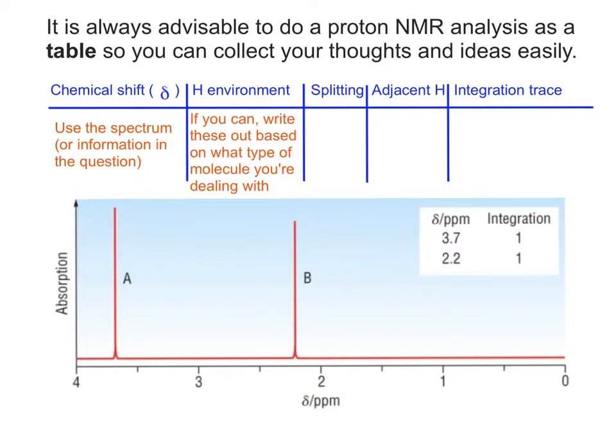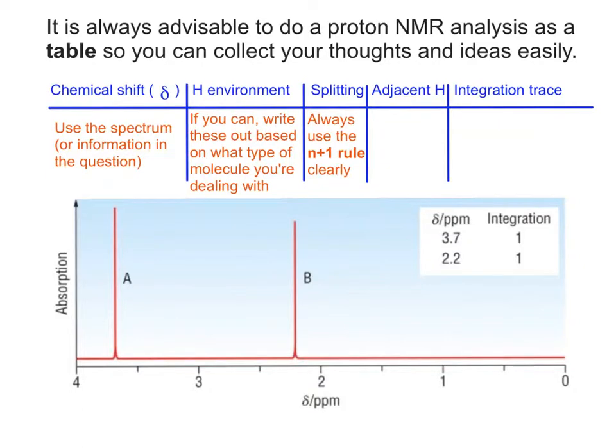When it comes to writing out the hydrogen environment that each chemical shift represents, try to base that on the type of molecule you're dealing with. For example, the question might tell you that you're dealing with an ester, or it might tell you that your mystery molecule has given a positive test with 2,4-DNP, for example, so you know it's a carbonyl compound, so you can think aldehyde or ketone.